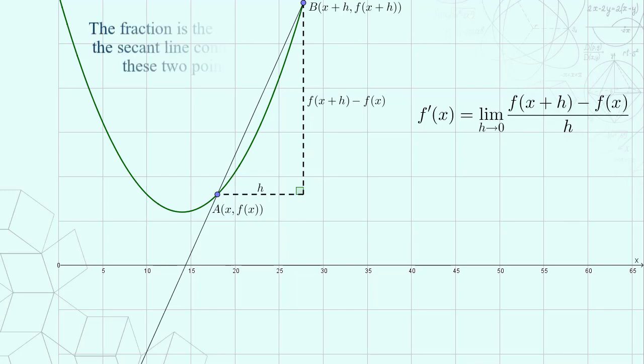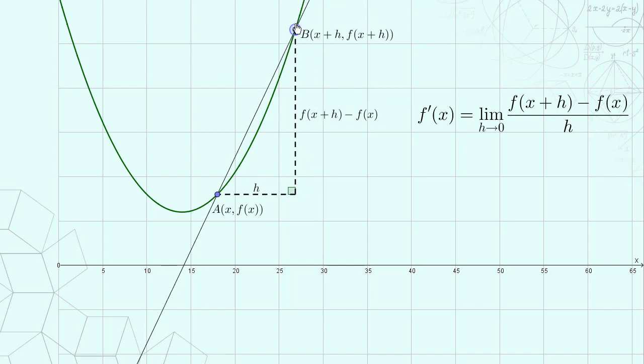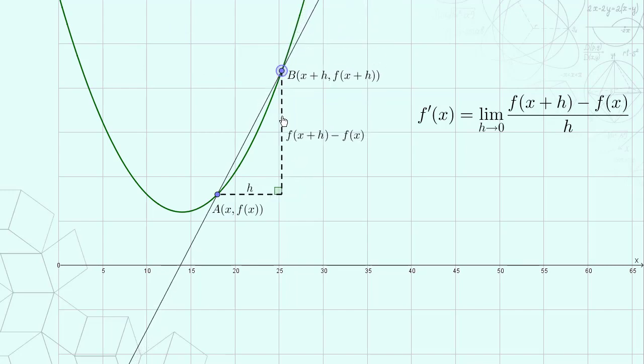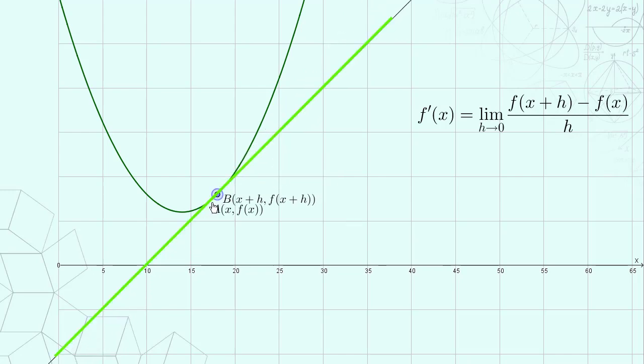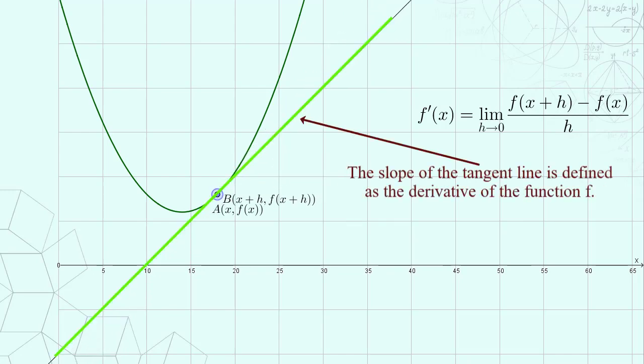Note that the fraction we calculate the limit of is the slope of the secant line connecting these 2 points A and B. As we gradually approach h to 0, point B moves closer and closer to point A, and the secant line approaches what we call a tangent line. Consequently, the slope of this tangent line is defined as the derivative of the function f.